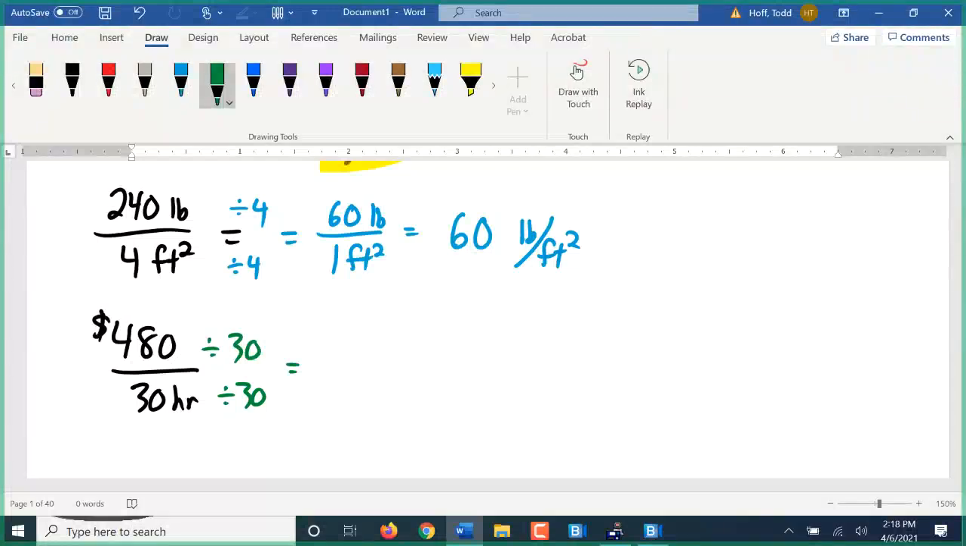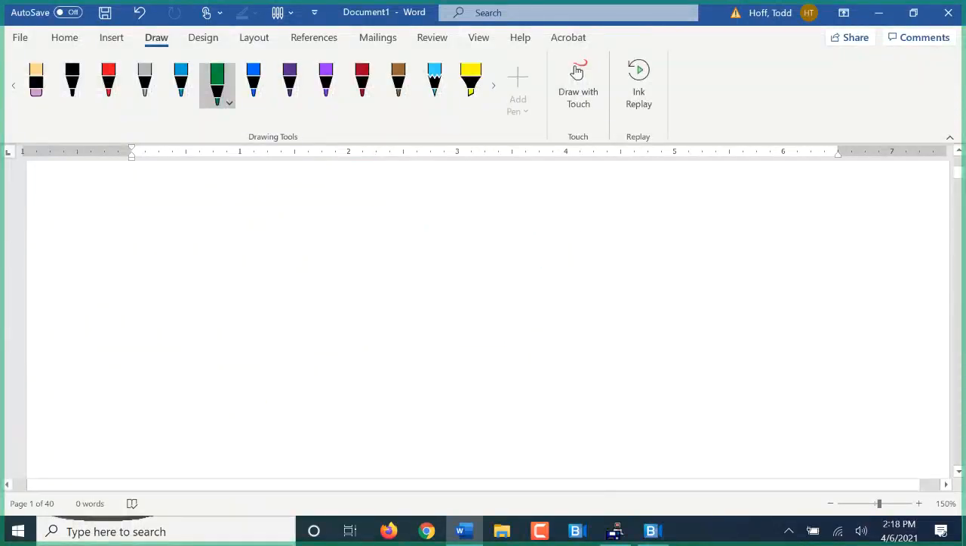$480 divided by 30 is $16. 30 hours divided by 30 is 1 hour. So that is $16 per hour. So these rates are all around us. Ratios are also all around us, maybe even slightly more common.